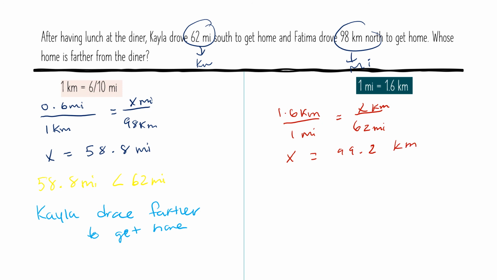So we can see that our answer from the first part is now confirmed, because 99.2 kilometers is greater than the 90 kilometers, and we know that this was Kayla, whereas this was Fatima. So again, Kayla drove farther to get home, answering our question.